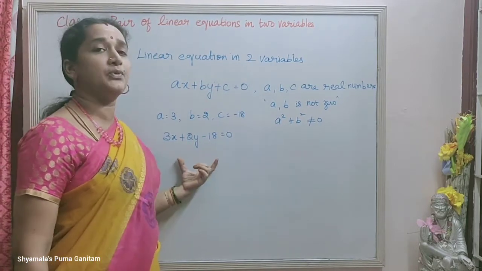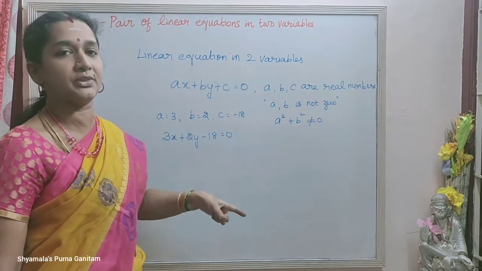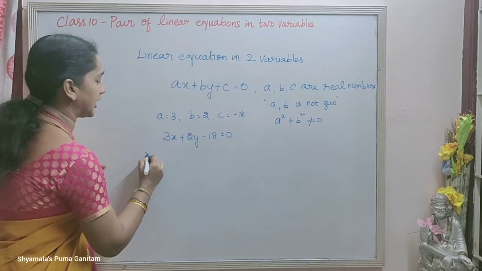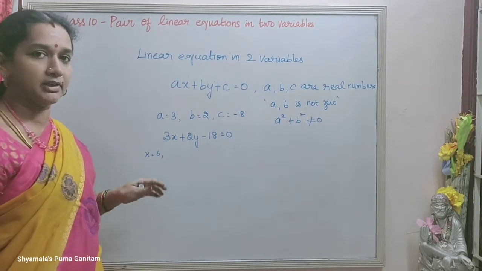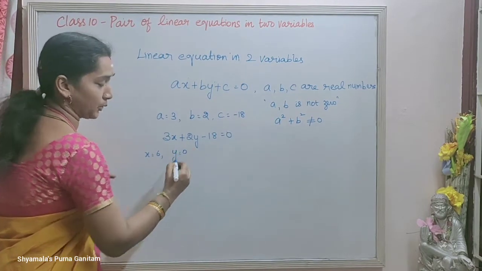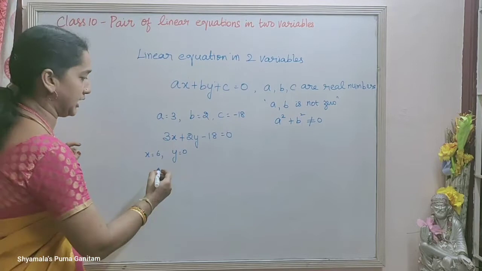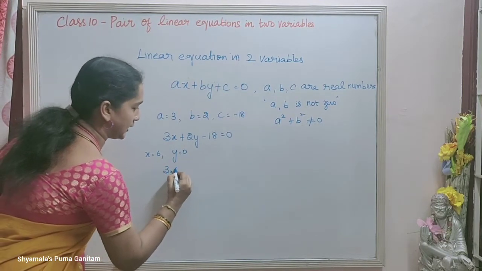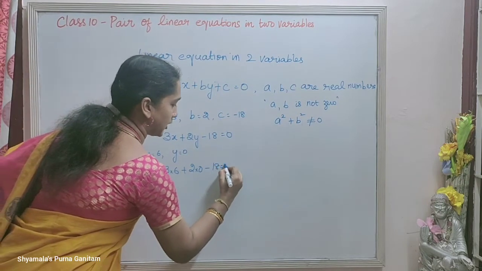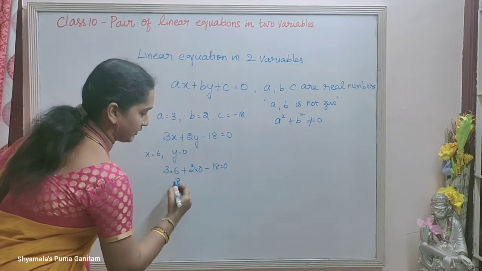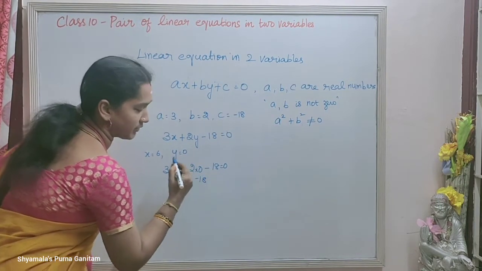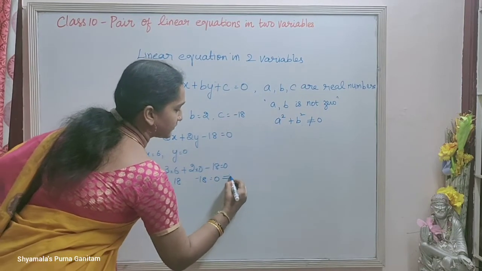Now when we want to find the solution of this linear equation in two variables, if we take the x value as 6, for example, and y value as 0 and substitute it in the given linear equation, we will get 3 into 6 plus 2 into 0 minus 18 is equal to 0. When we simplify this, we get 18 minus 18 is equal to 0. So we will get the value as 0.